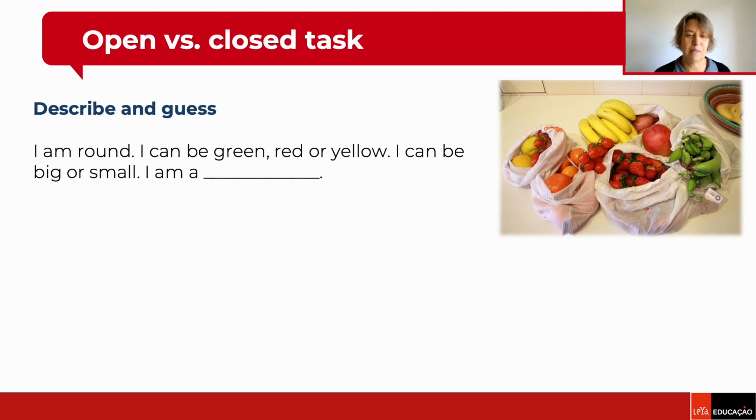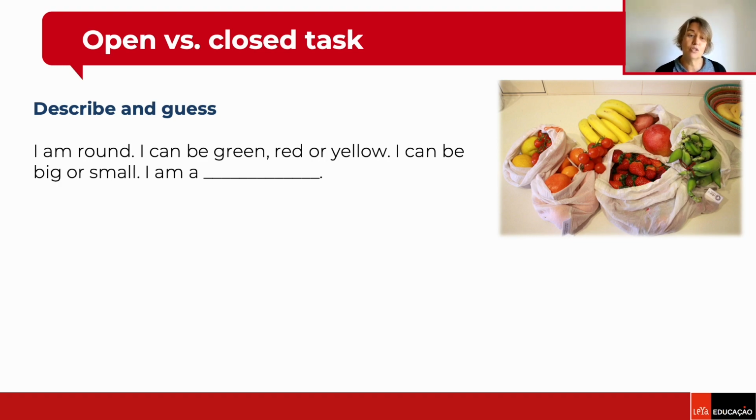I'm round, I can be green, red, or yellow. I can be big or small. I am an apple, right? Now, this could be done speaking, so the children take it in turns to describe and the others have to guess, or it could be expanded to make it into a writing task.